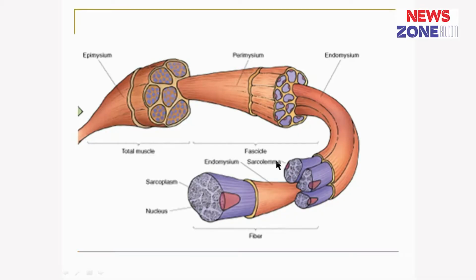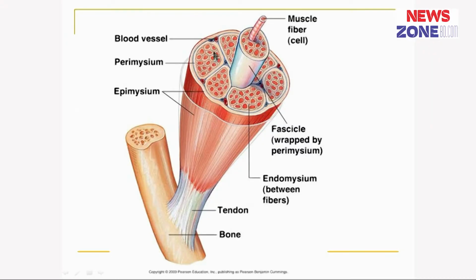In this figure, we can see this is one muscle fiber that is surrounded by the endomysium, and some muscle fibers that are surrounded by the endomysium form a fascicle that is surrounded by perimysium, and some fascicles form the whole muscle that is surrounded by the epimysium. There is another picture where we can see this is muscle fiber surrounded by the endomysium, this is perimysium, and the entire muscle is surrounded by the epimysium.